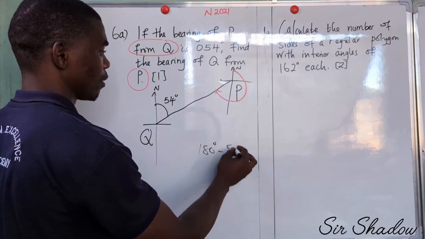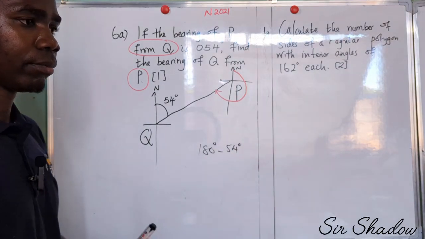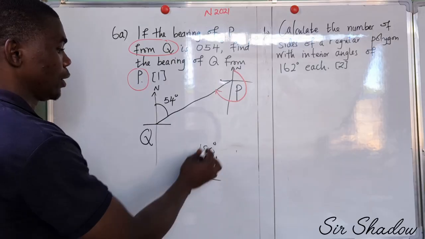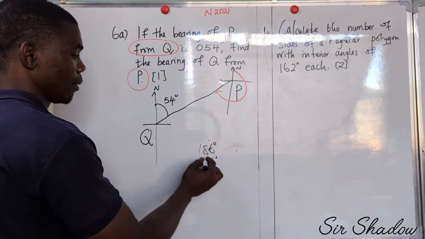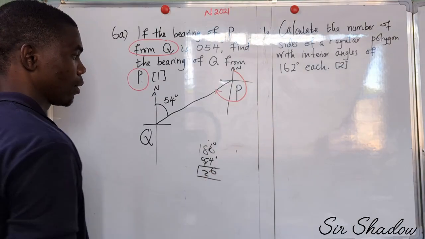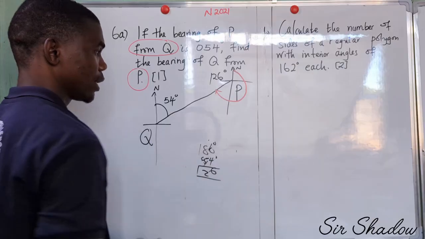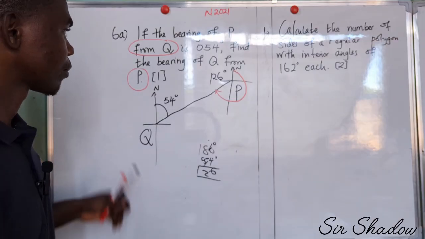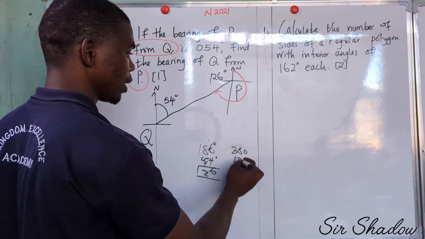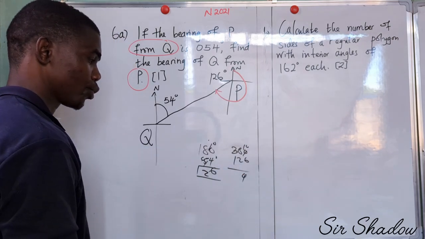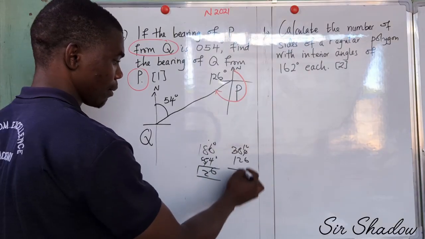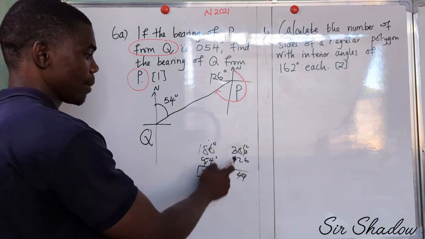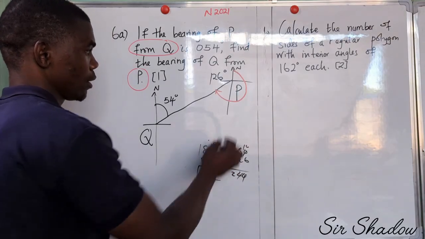180 degrees minus 54 degrees. Ndizo ka? If we subtract, we get 126 degrees. Then 360 minus 126, we subtract, 6 minus 2 is 4, 3 minus 1 is 2.